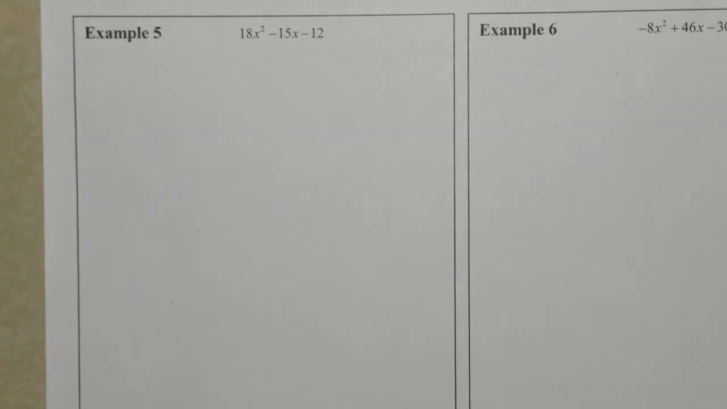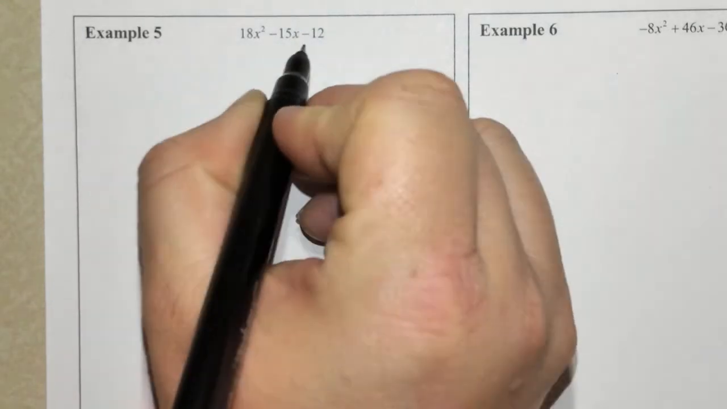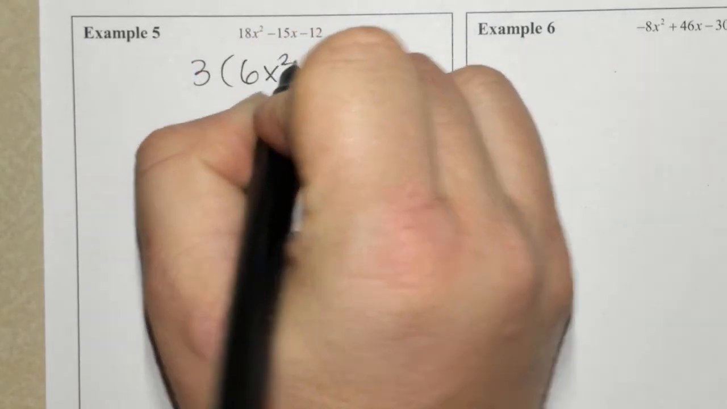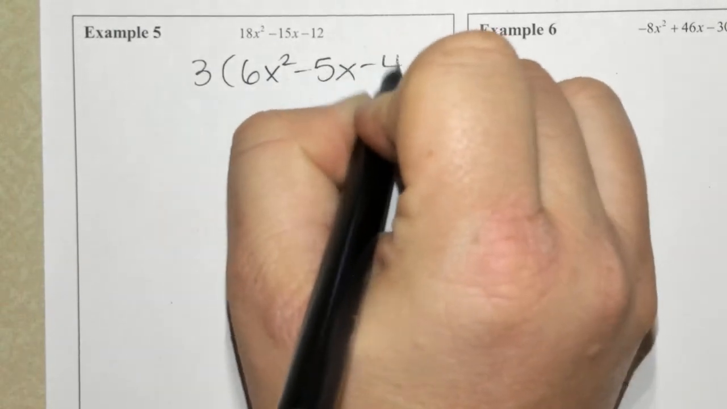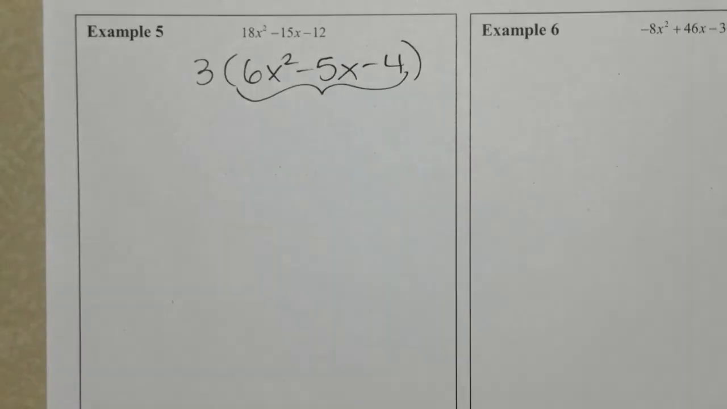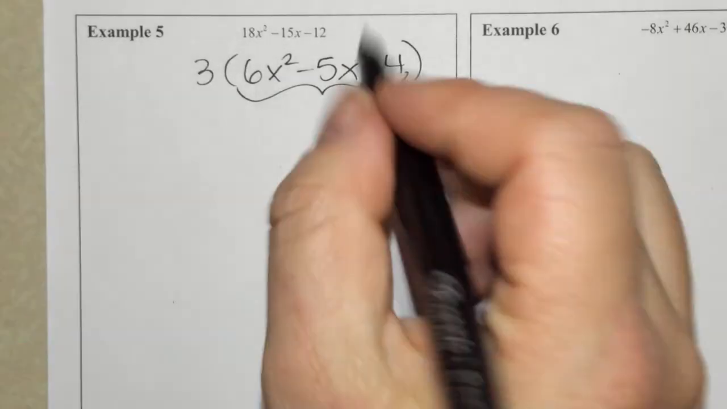I see 18, 15, and 12, and right away I realize they all are divisible by 3, and I believe that's the largest number I can divide out of all of them. So I divided 3 out, and I end up with 6x squared minus 5x minus 4. And now don't forget about this 3. We'll come back to it at the very end, but I'm going to focus on that trinomial in the middle.